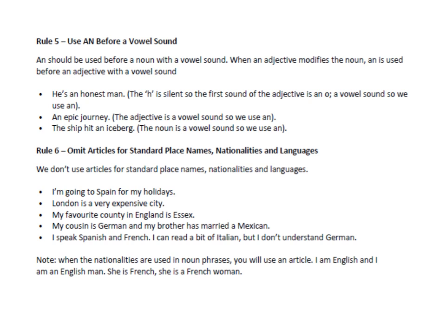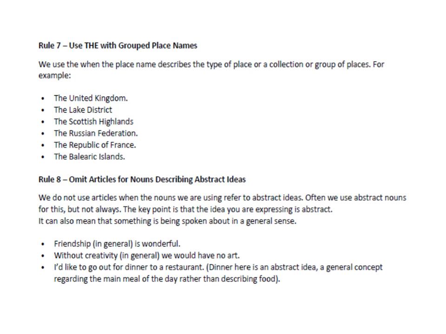Note, when the nationalities are used in noun phrases, you will use an article. I'm English and I am an Englishman. She is French. She is a French woman. Likewise, we are using. So, we have to omit articles for standard place names, nationalities and languages. Next, we are going to see the seventh rule.